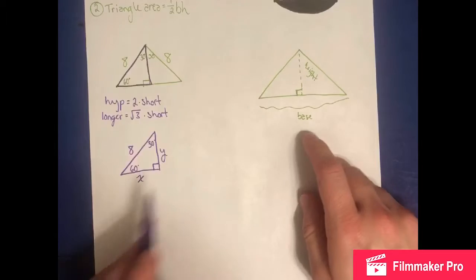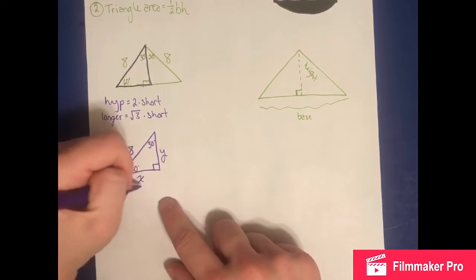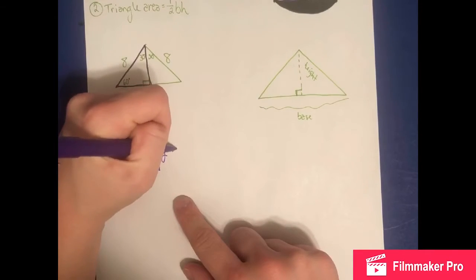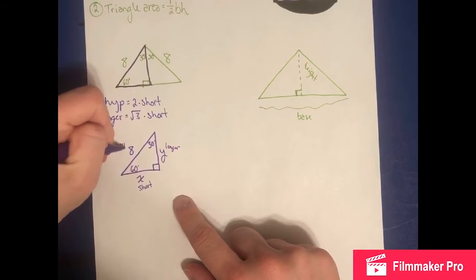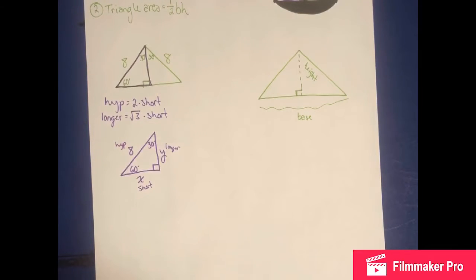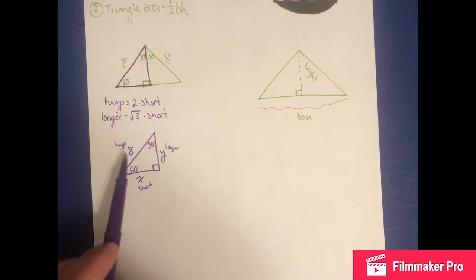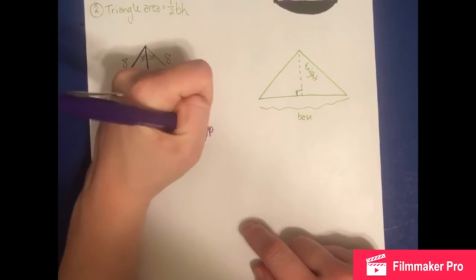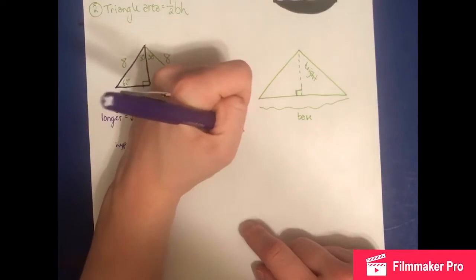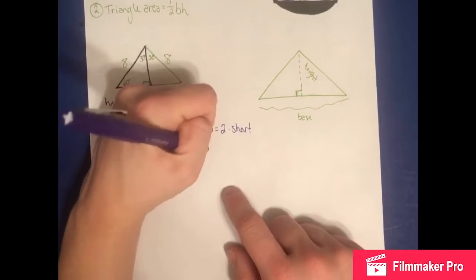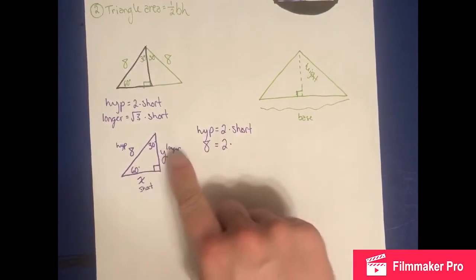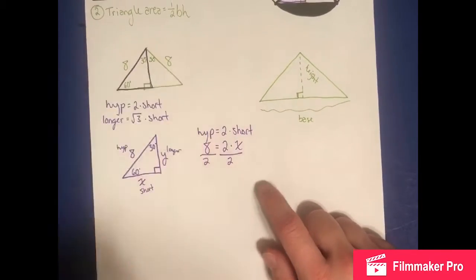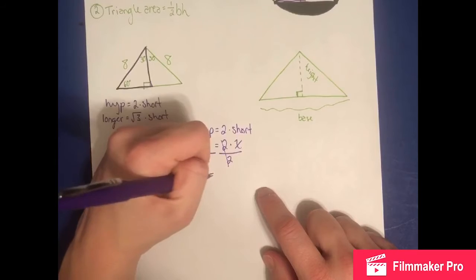We want those lengths. So let me label this: 30 is going to be my short, across from that 30, across from the 60 is going to be my longer, and across from the 90 is going to be my hypotenuse. You see which one you actually have. So in this case, we have the hypotenuse. So I'm going to start with the equation that has to do with the hypotenuse. So I have hypotenuse equals 2 times short. I fill in, my hypotenuse is 8, equals 2 times short, which is X. Solve it by dividing by 2. I get 4 equals X.